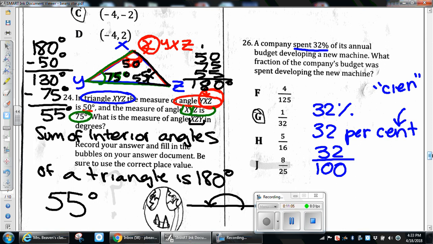Then if I want to reduce the fraction, I know that 32 can be divided by 2, it will be 16. 100 can be divided by 2, it will be 50. Now we can divide one more time. 16 divided by 2 is 8, and 50 divided by 2 is 25. And so that's how this was the correct answer.